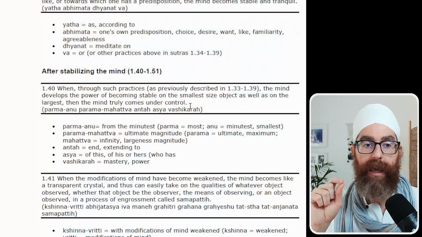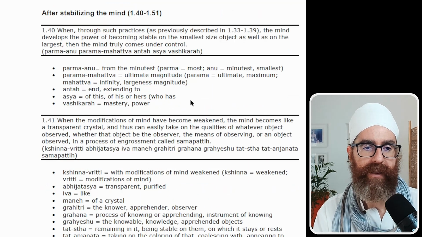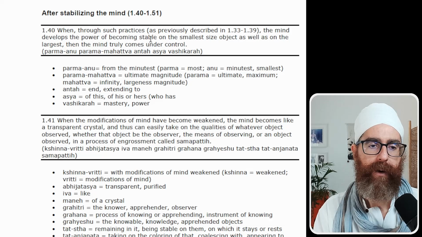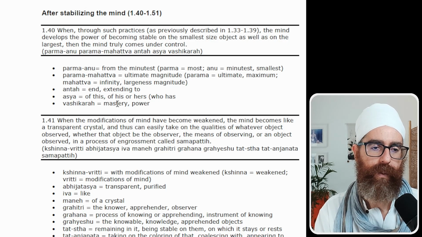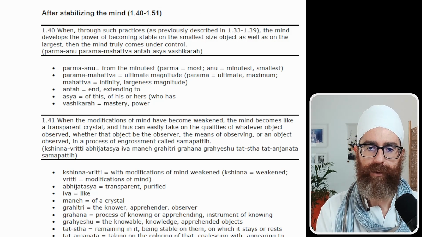He says, well, if you go through such practices, the ones that we described from 1.33 to 1.39, the mind develops the power of becoming stable on the smallest size object as well as on the largest, and the mind truly comes under control. Actually, I love this word. Vashikara is mastery. More than control is mastery. Not to try to control the mind, but to master your mind.